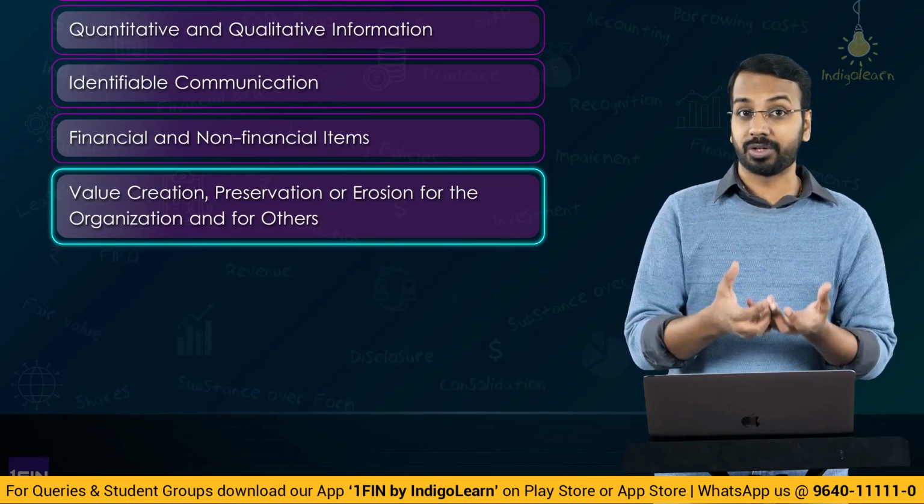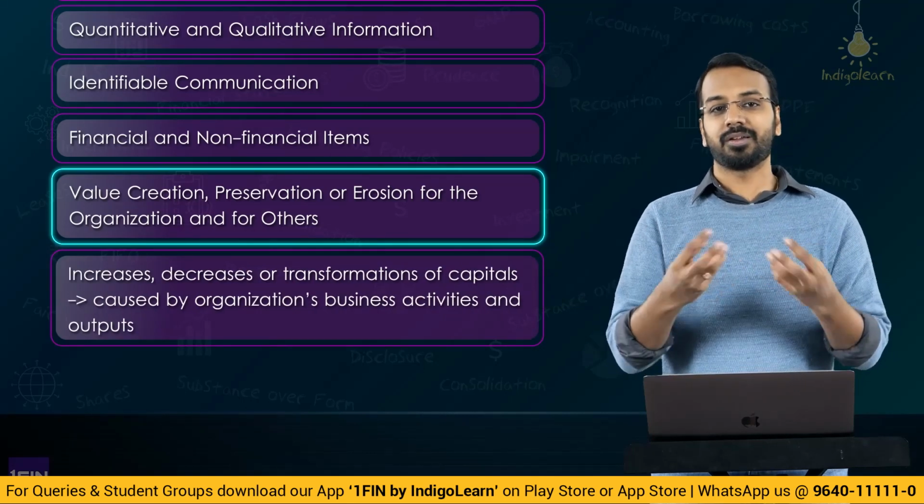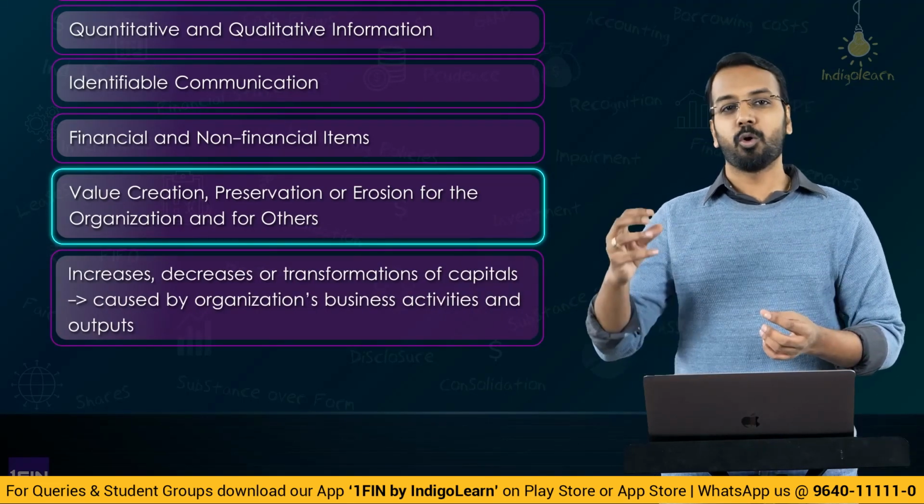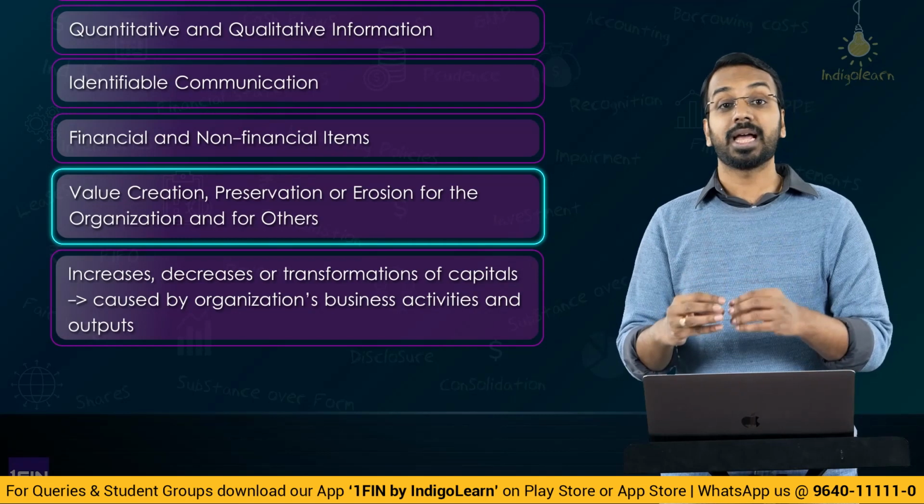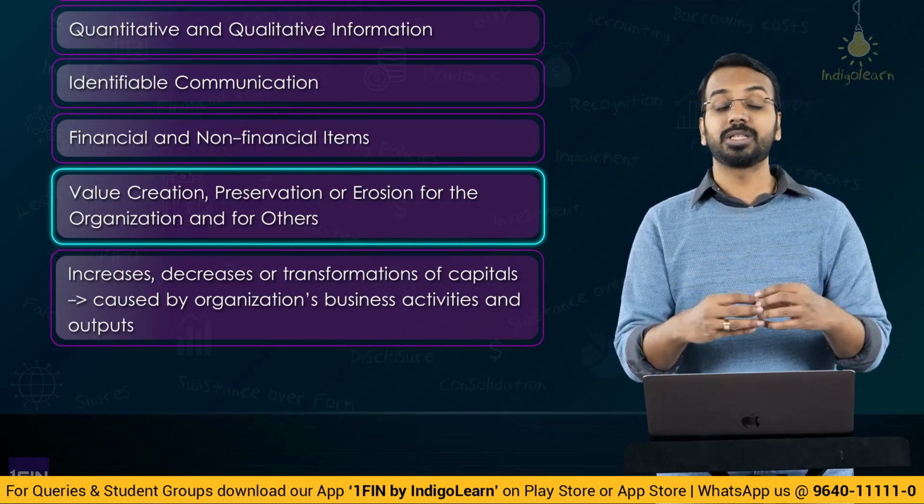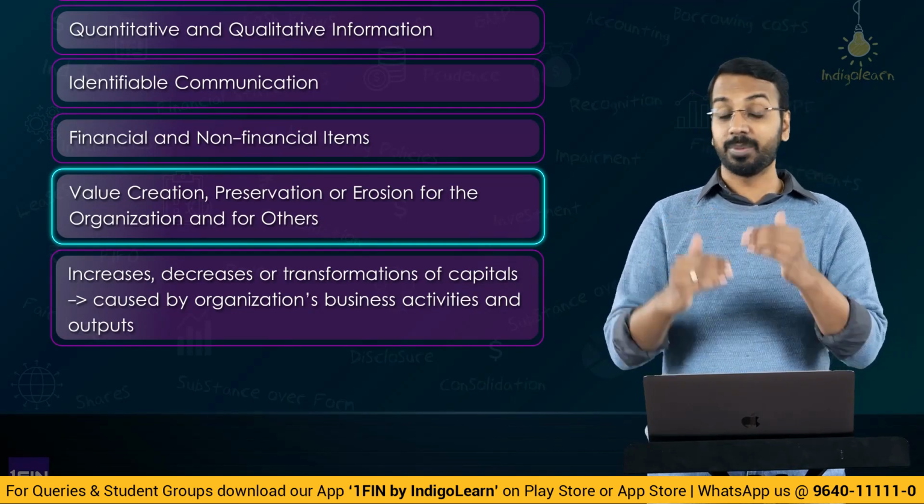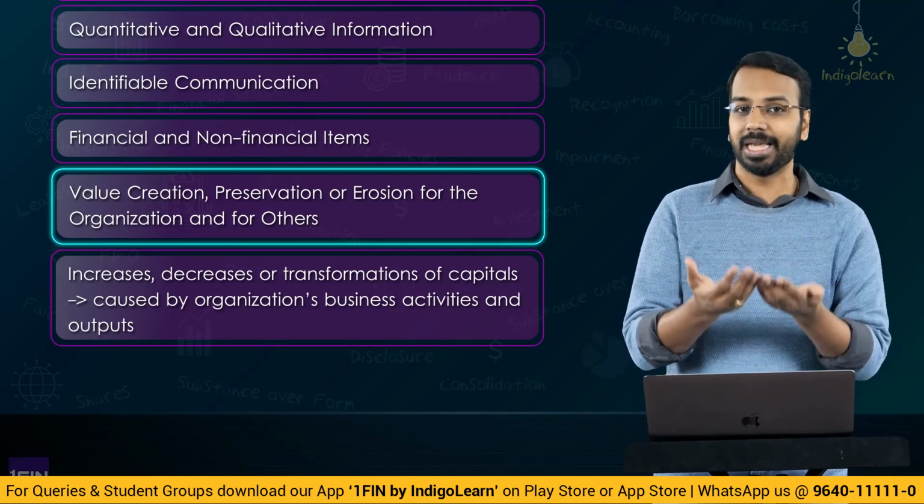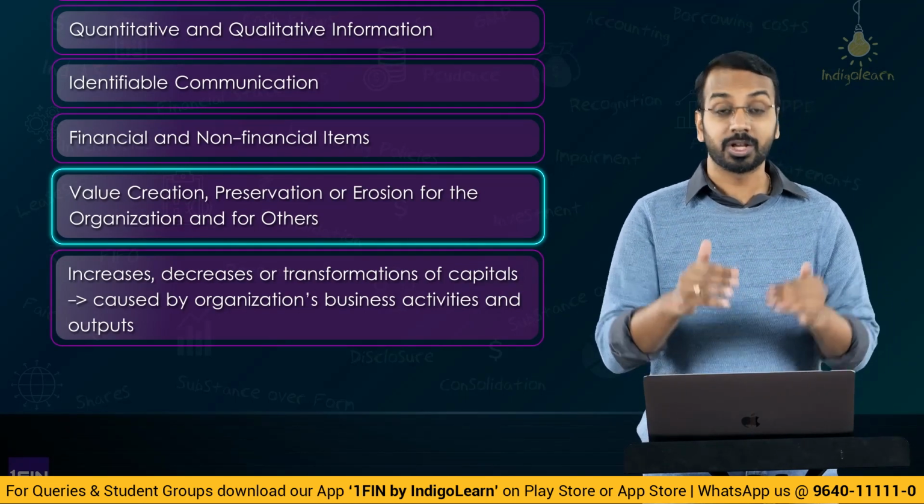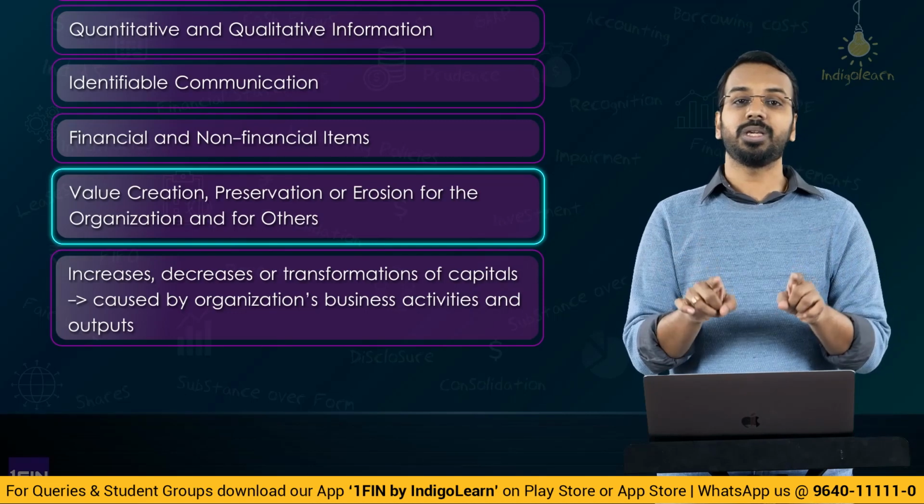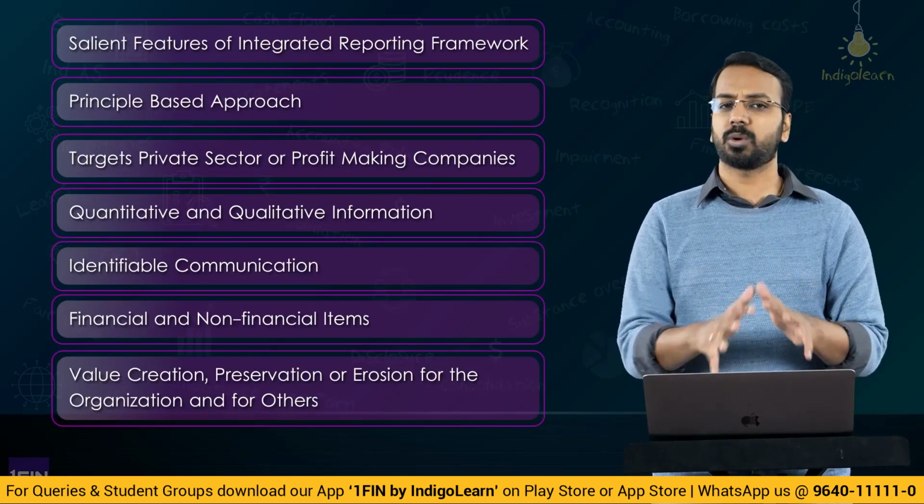Now, when we talk about value creation, these basically are seen with reference to changes in capital. How much has financial capital gone up? How much has the intellectual capital improved? How much has the human capital improved? There can be plus and minus. So whether value is being created, preserved or destroyed, that has to be communicated, right? So to summarize, what are the salient features?